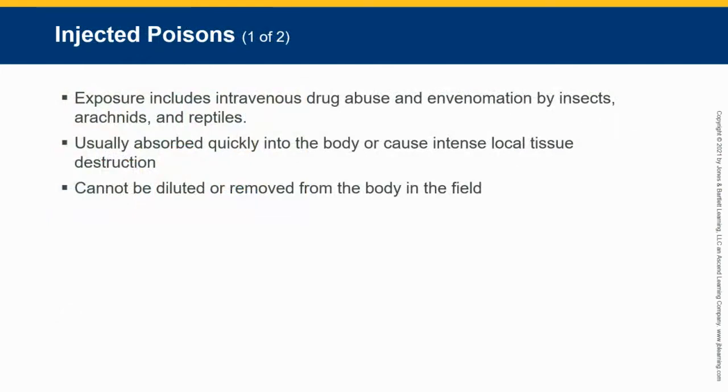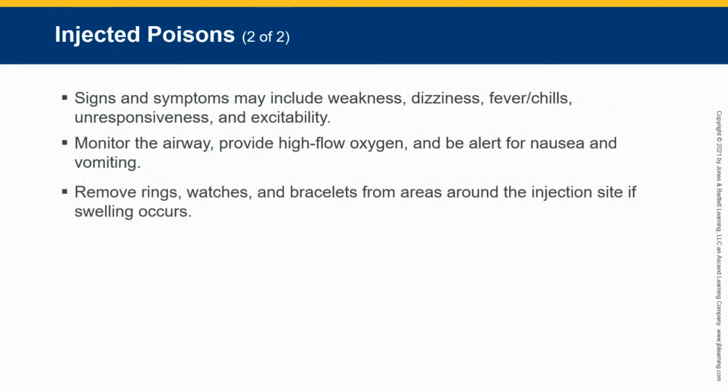Injected poisonings, the onset of symptoms would be almost instantaneous. And so this could be anything from people using IV drugs to being stung by an insect. You might see some localized irritation around the site of the injection. And obviously, if it's been injected, it can't be diluted or removed from the body in the field. There would have to be some type of antidote administered to the patient. And it could include signs like weakness, dizziness, but literally there's a huge gamut of them.